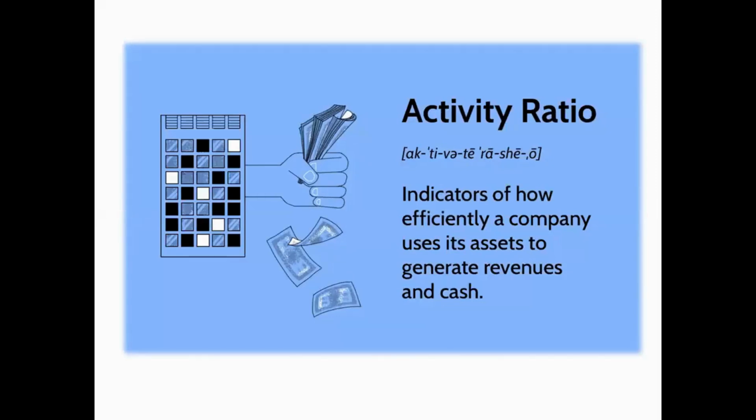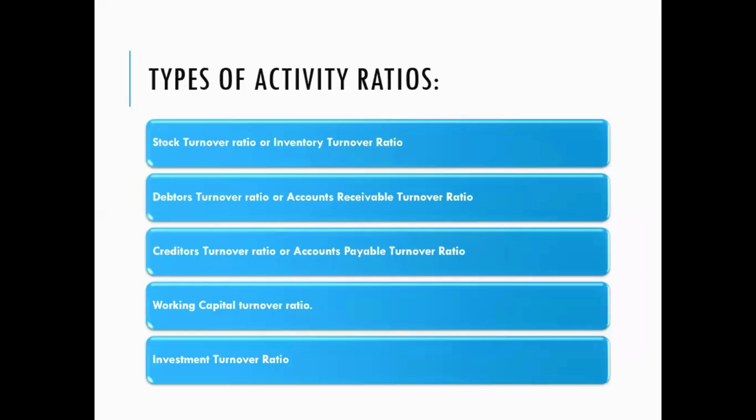Activity ratio. Activity ratio is an indicator of how efficiently a company uses its assets to generate revenue and cash. Here are the types of activity ratios: stock turnover ratio or inventory turnover ratio, debtors turnover ratio or accounts receivable turnover ratio, creditors turnover ratio or accounts payable turnover ratio, working capital turnover ratio, and investment turnover ratio.